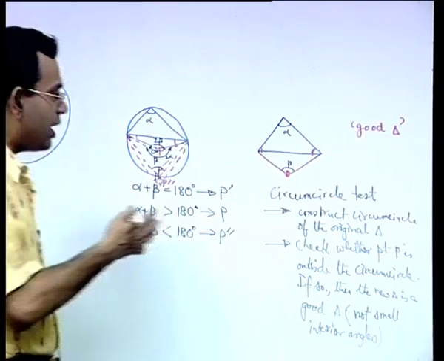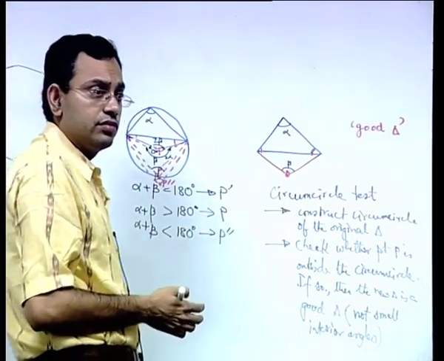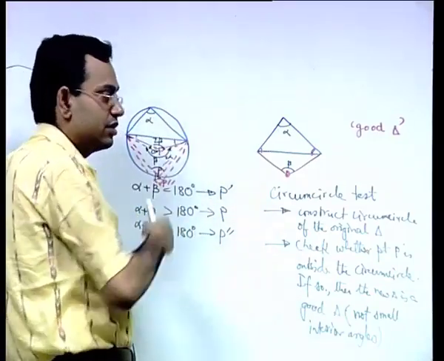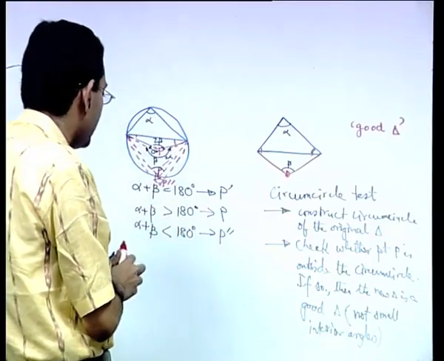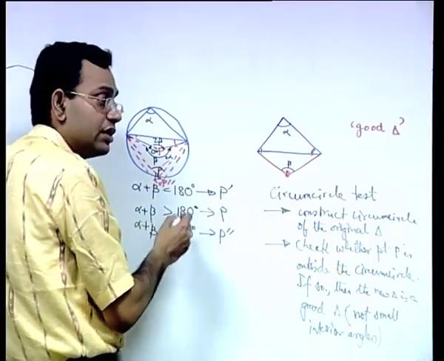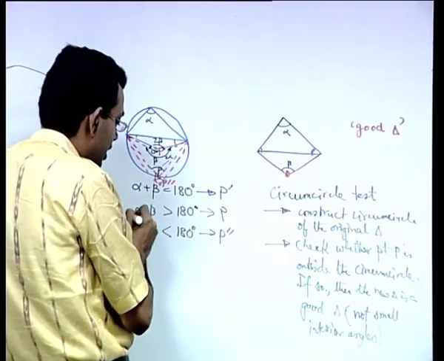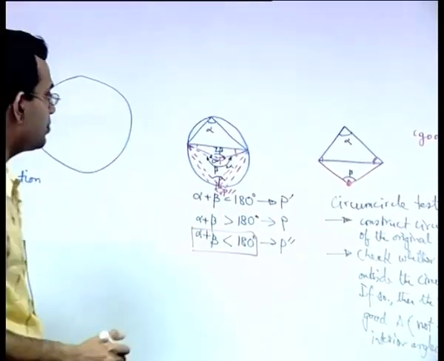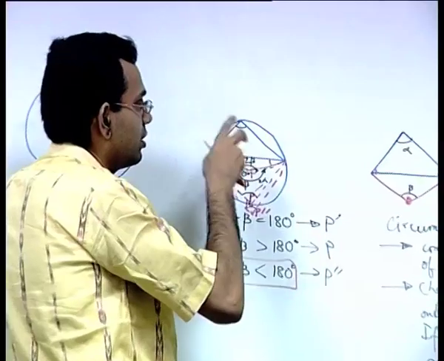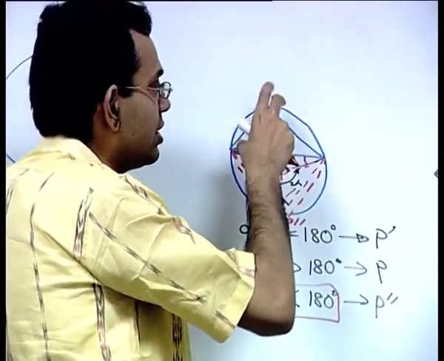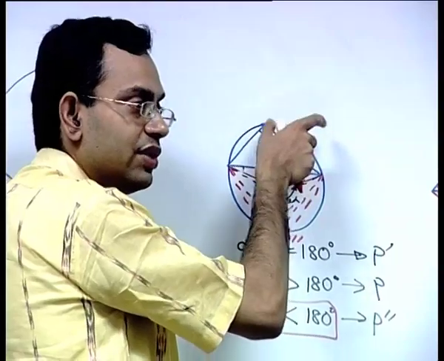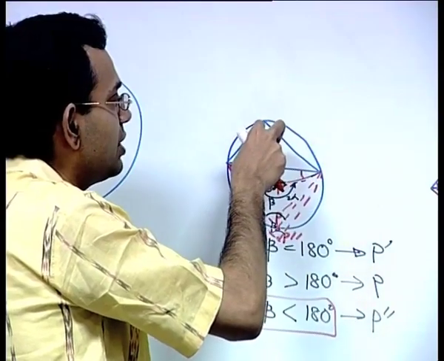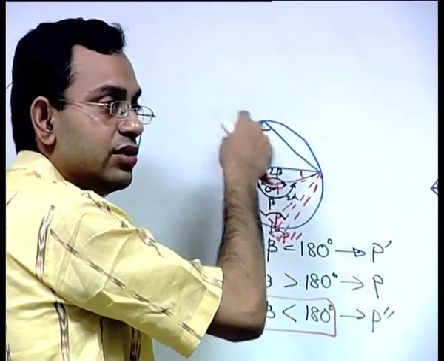Now, how do you assess this criterion? Obviously, every time you do not draw a circumcircle and check. So, to assess the criterion you go for this alpha plus beta criterion. So, you check whether alpha plus beta is less than 180 degree or not, and that is possible by coordinate geometry, because you are given the coordinates of different points.